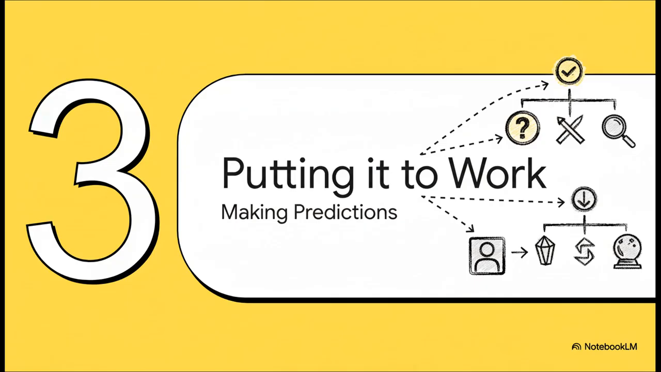So, okay, we've got this nice little tree. But so what? What's the point? Well, this is where the magic happens. The real power comes from using this tree to make predictions on new people, on data the model has never, ever seen before.